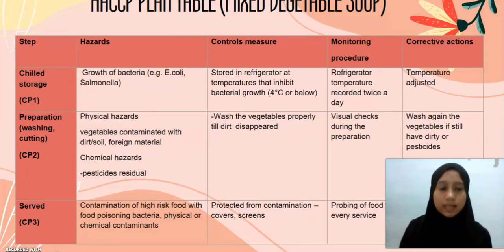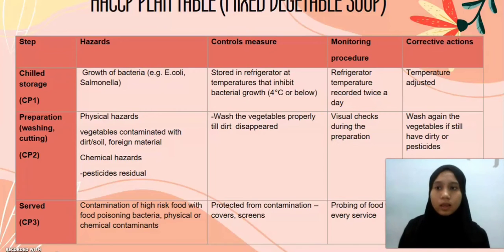The monitoring procedure is the refrigerator temperature must be recorded twice a day, and the corrective action is the temperature is adjusted. Next is step 2, which is the preparation, including washing and cutting, considered to be CP2. The hazard is physical hazard such as dirt or foreign material, and the chemical hazard pesticide residue. The control measure is to wash the vegetables properly till the dirt disappears, and the monitoring procedure is visual check during the preparation, and the corrective action is to wash the vegetables again if they still have dirt or pesticide on them.